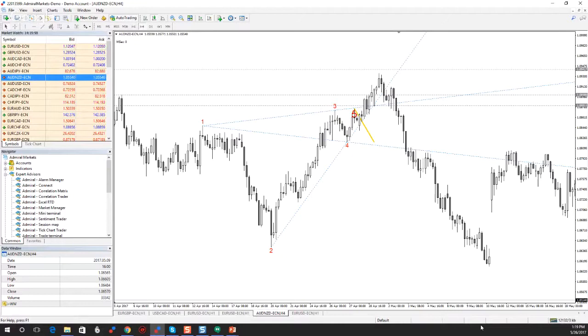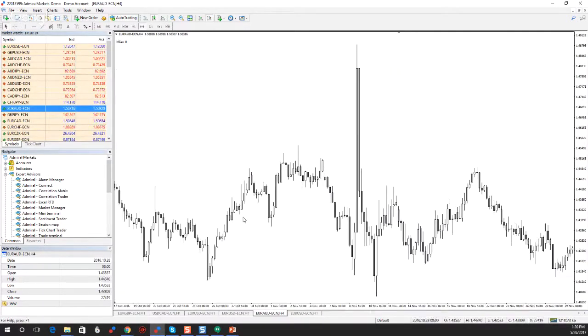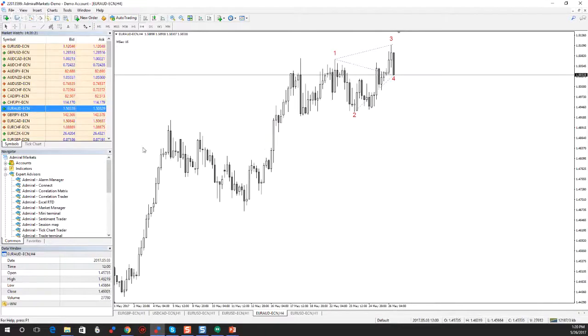Sometimes you can ride the price even lower if you are able to use scaling out, or you know how to manage your trade while you're in a trade. That should be enough for you to make a nice profit just by trading Wolfe waves. Let's find some more examples, and then I will explain type 3 entry.